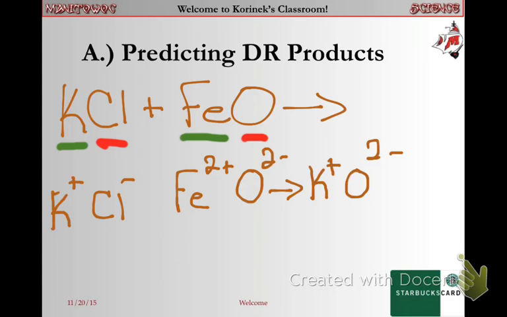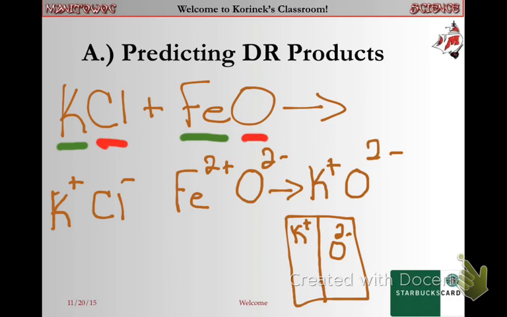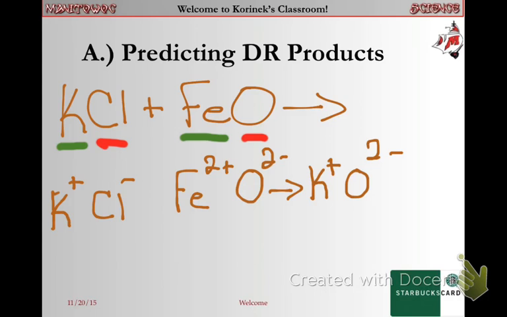So what happens when we crisscross those charges, or what happens when we draw the box? Let's draw the box for potassium and oxygen. We've got potassium here, and oxygen here. In order to make them equal and opposite, I'll need a second potassium. Now we're equal and opposite. So I've got 2 potassiums for every 1 oxygen. That gives me my first product, 2 potassiums for every 1 oxygen.